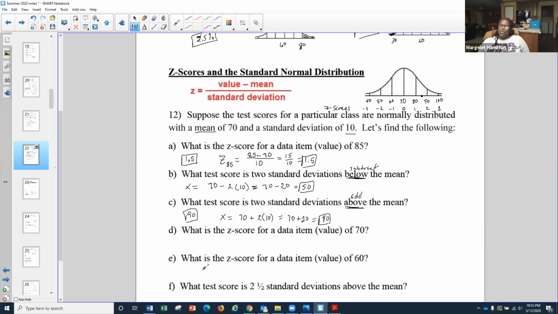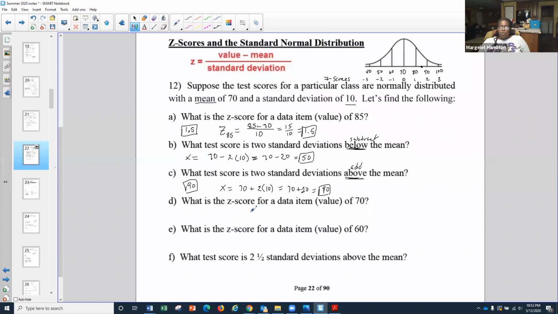Does everybody see what we're doing? Again, constructing your graph might be your saving grace, but being able to have that knowledge of writing out or using our formula, that can help us, okay? All right, our next one.